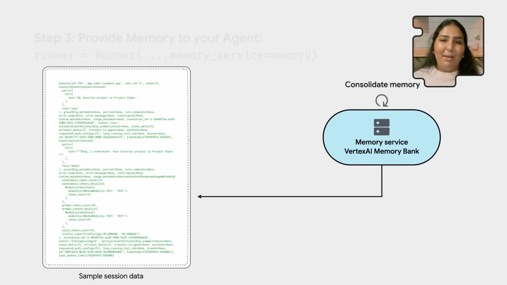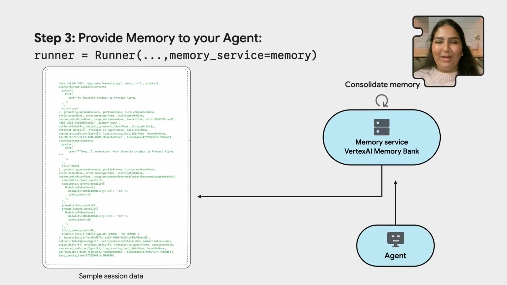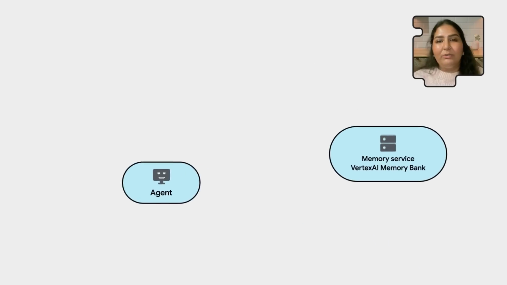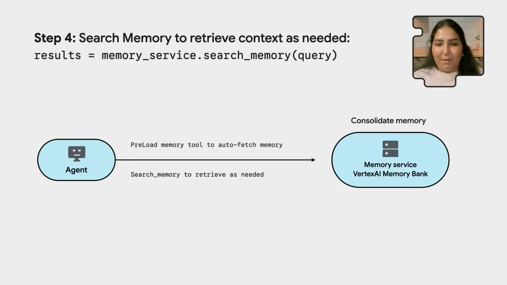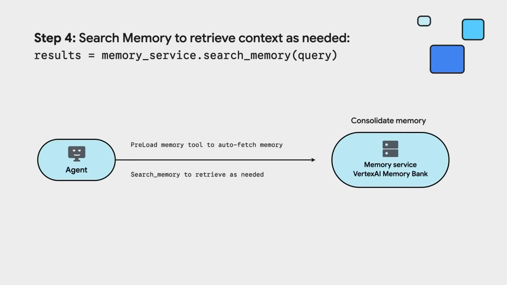And step 3: make your memory service accessible to your agent. And step 4: use an ADK built in tool like the preload memory tool to auto fetch memories, or use the search memory API to retrieve the context as needed.